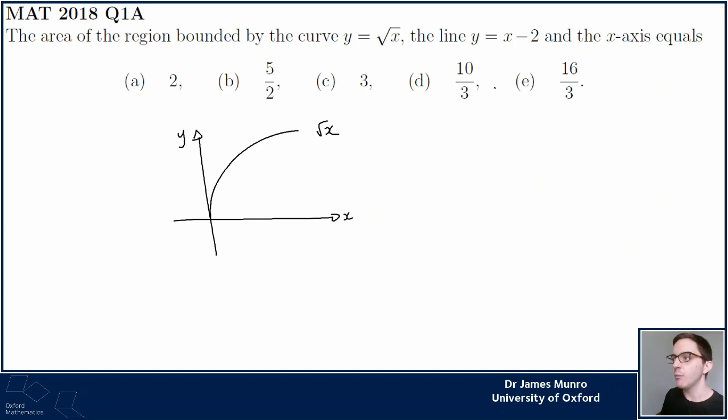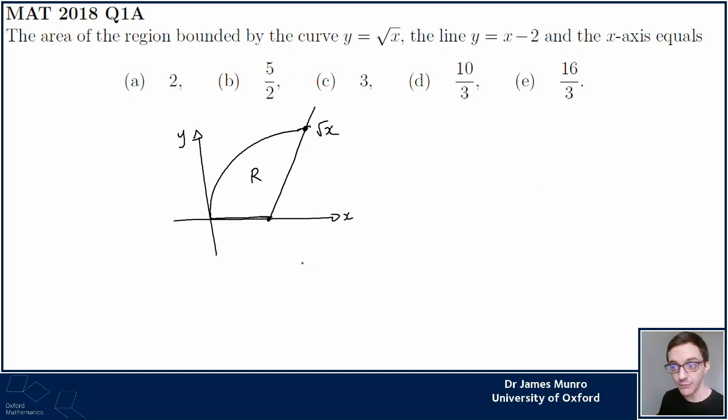This is my x-axis, this is my y-axis. I've got the line y equals x minus 2, so that's 0 when x is 2. I like making things zeros, and then it's got gradient 1, so it's going to go up like this. I suppose it intersects this square root curve somewhere, and the x-axis. So I have a bit of the x-axis as well. So I think they're asking for this area here.